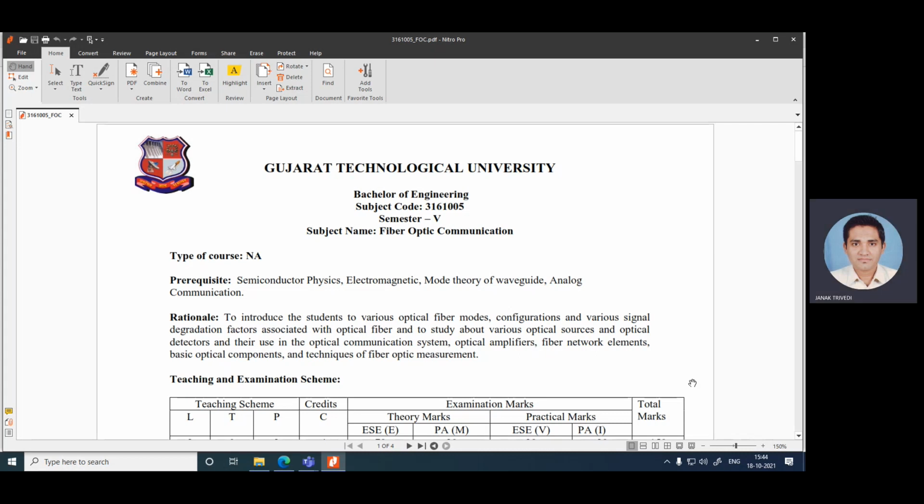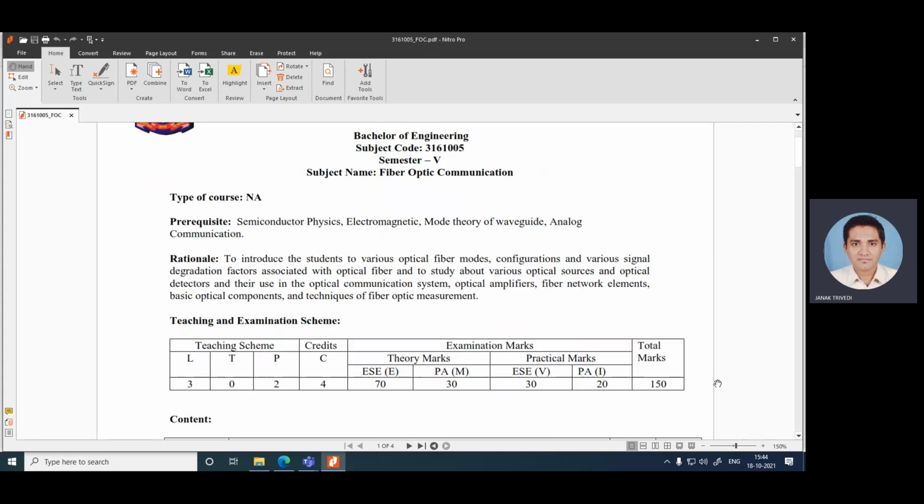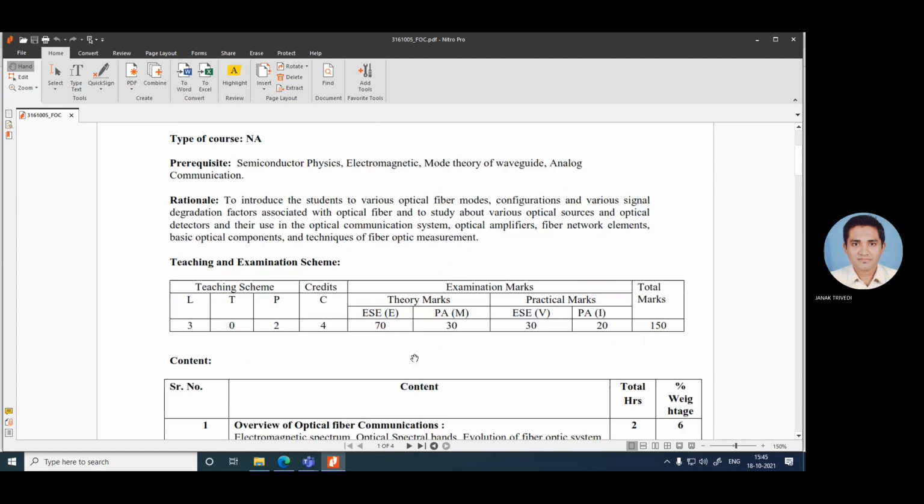This is the teaching and learning scheme for this subject: lecture 3, tutorial 0, practical 2, and credits 4. Examination marks: in theory, the end semester examination is 70 and the progressive assessment is 30, whereas in practical, the end semester examination is 30 and the progressive assessment is 20. So the total is 150.